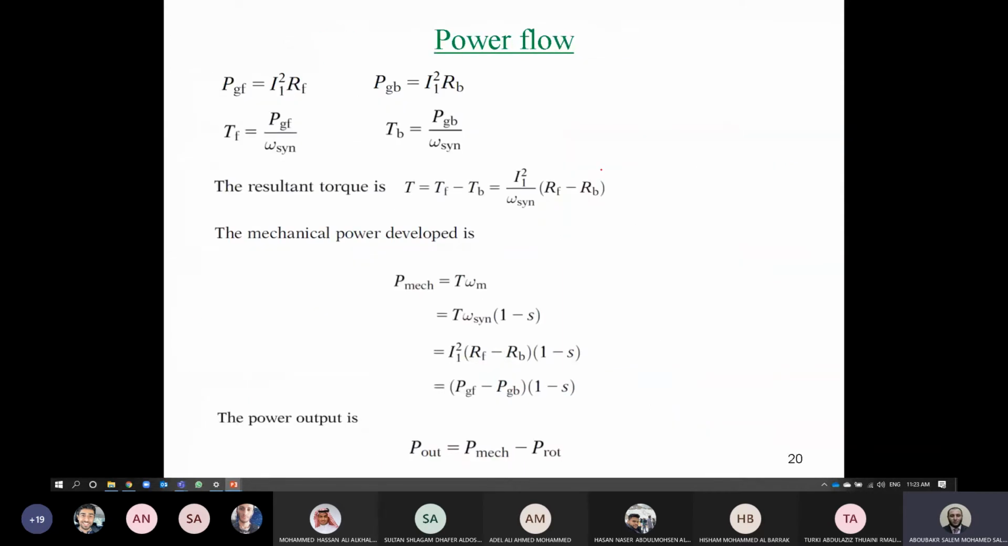Right. So now we can say that we have P gap forward equals I1 square RF and P gap backward equals I1 square RB. And the component of torque for each part will be T forward and T backward, which is nothing but P gap over omega. Omega here is the synchronous speed, not the rotor speed, because this is electrical torque. So T forward is P gap forward over synchronous speed, and T backward equals P gap backward over synchronous speed.